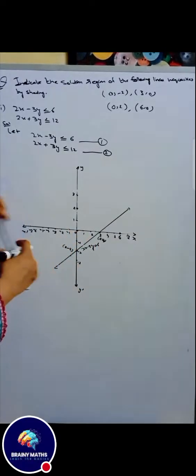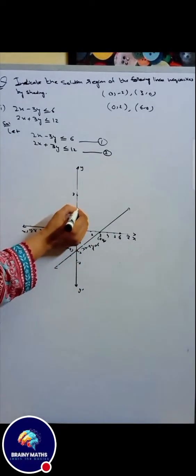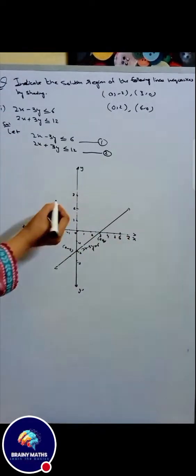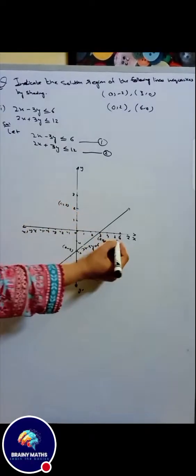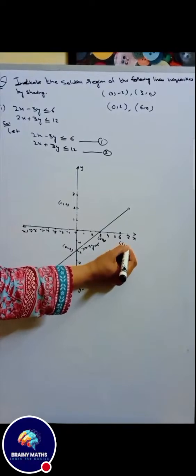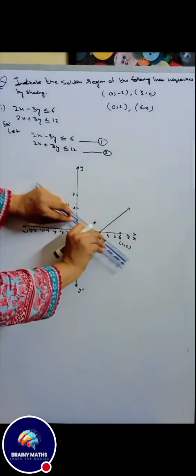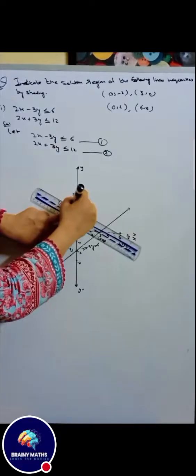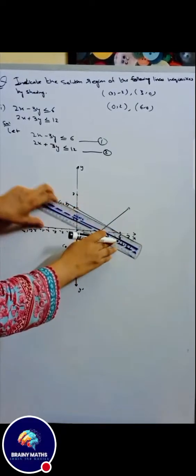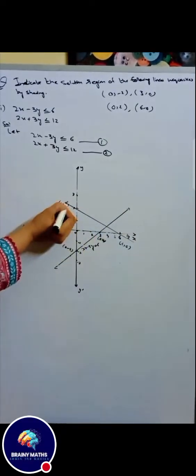Alright. So by joining these points, I'm just making you mark it. You understand it? Just right here, x is 0, y is 2. Here x is 6, y is 0. Alright? Now, by joining these points, what do I get? A straight line like that. Understood?